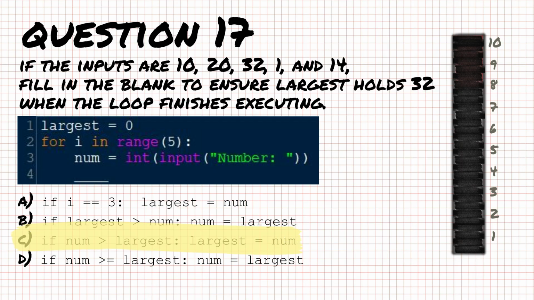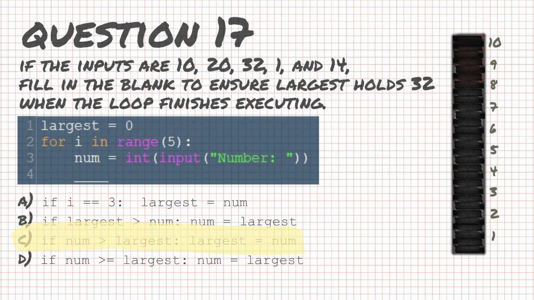The answer is C. If num > largest, largest = num. With a most wanted holder pattern, we compare the value most recently encountered, num, to our most wanted holder variable, largest. If num is bigger, then we replace largest with num.